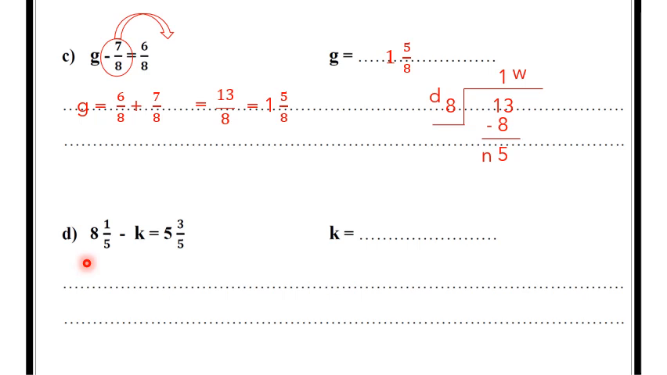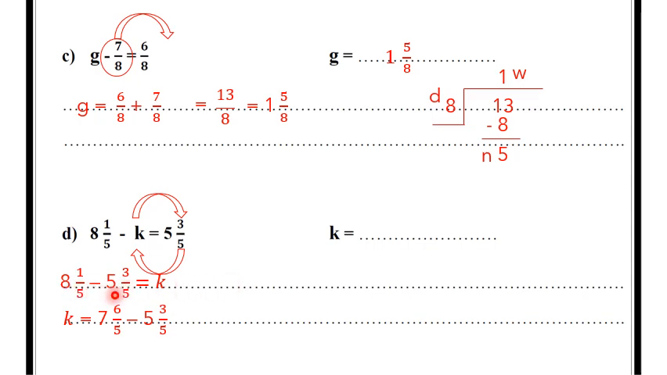Number D. 8 and 1 over 5 minus k equals 5 and 3 over 5. Here it's a special case because the variable is in the middle with minus. So I will switch between these two numbers. k will be out and 5 and 3 over 5 will be in. Now I will write 8 and 1 over 5 minus 5 and 3 over 5 equals k.